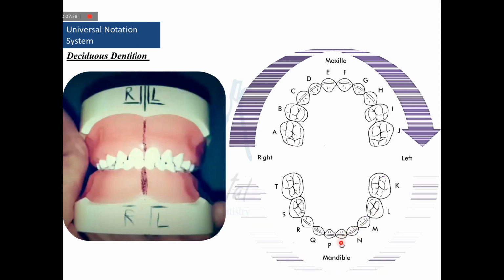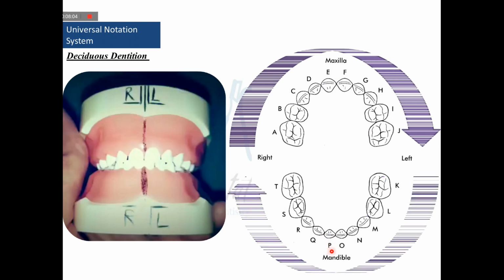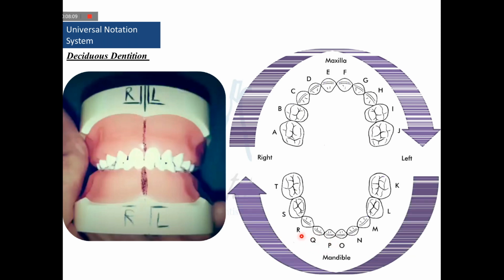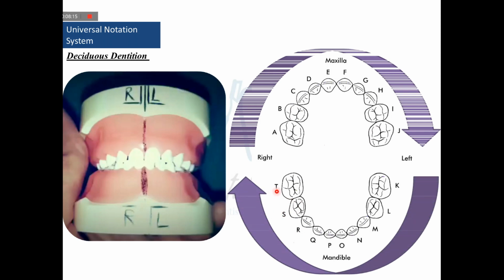Now we continue to count in the alphabetical order towards the right hand side and label the central incisor of the right hand side as P, Q for the lateral incisor, R for the canine, S for the first molar on the right hand side, and T for the second molar on the right hand side.